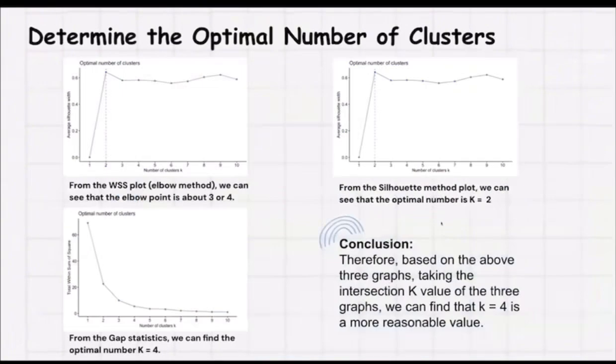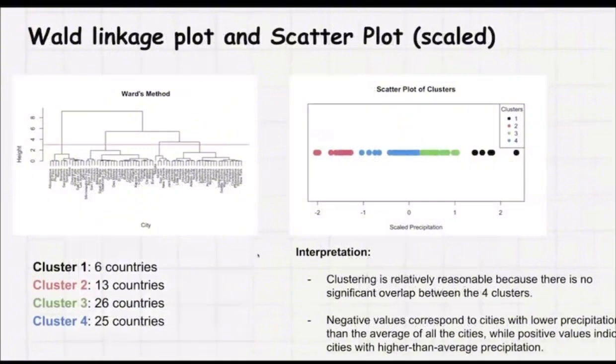So in this situation, we will choose the word linkage. After choosing the word linkage, we want to classify the level of the clusters, so we use 3 methods. With the elbow method and the gap statistic, we get the most reasonable K value, which is 4. So depending on the word linkage, we will have 4 levels of clusters. And then we also did a scatter plot. From here, we can find the clustering is relatively reasonable because there is no significant overlap between the 4 clusters.